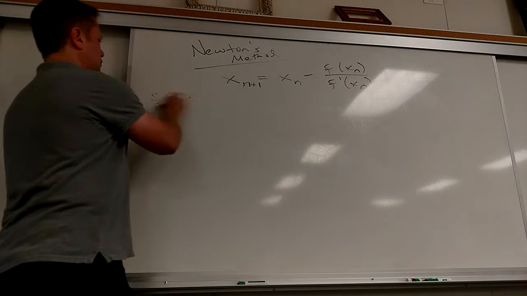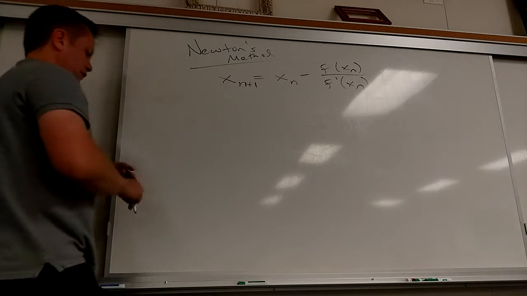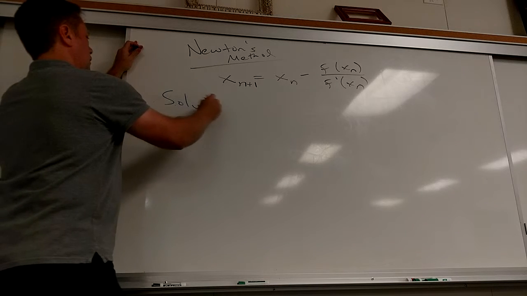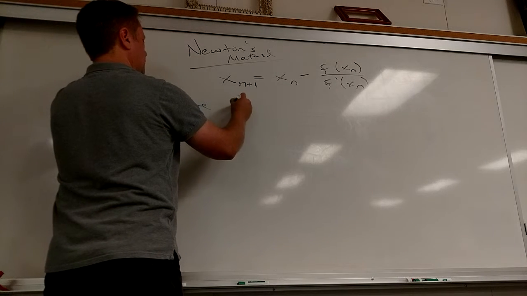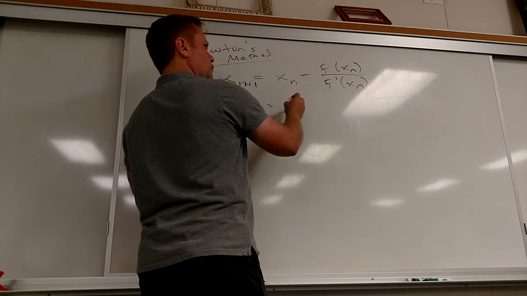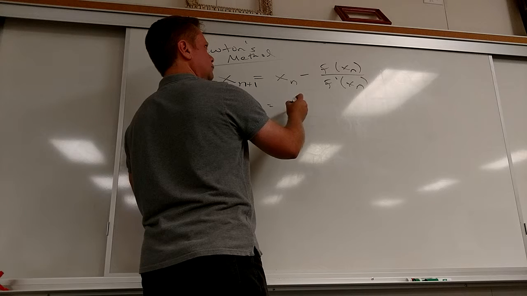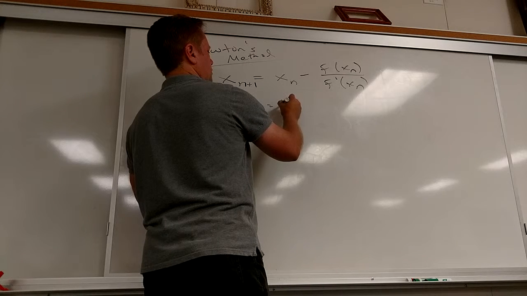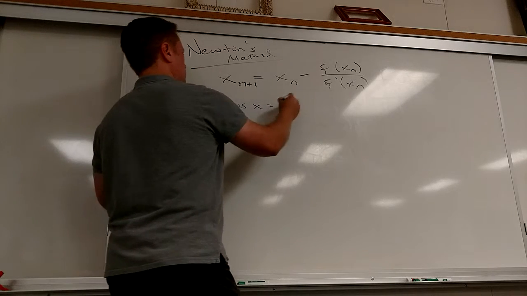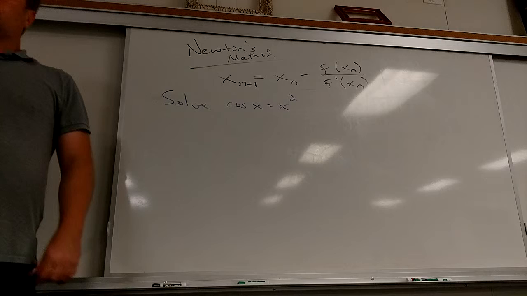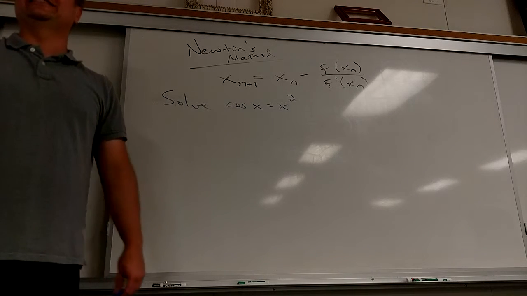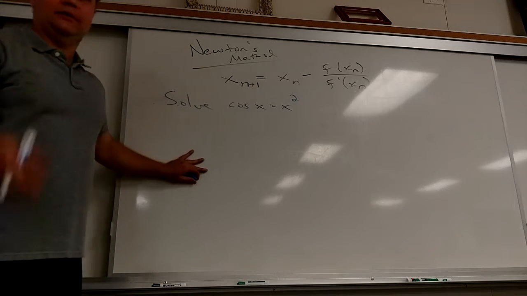Let's do it this way, because I'm probably going to give you a problem like this. What you got, Jeff? Okay, you can do that. Let's do this. Cosine x equals x squared. I like it. That's all right. I'm used to paparazzi. I'm my own paparazzi.